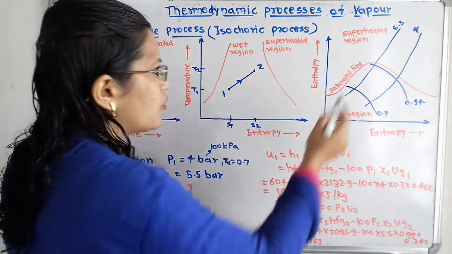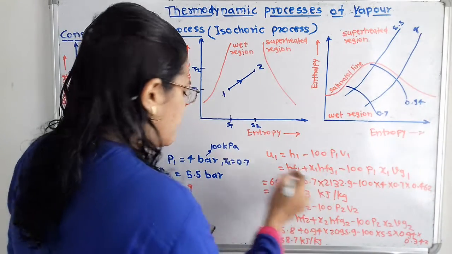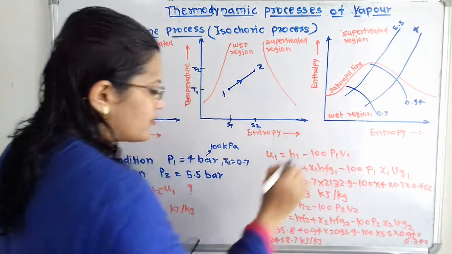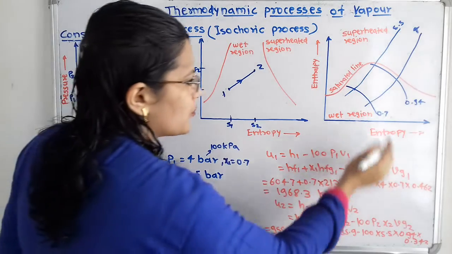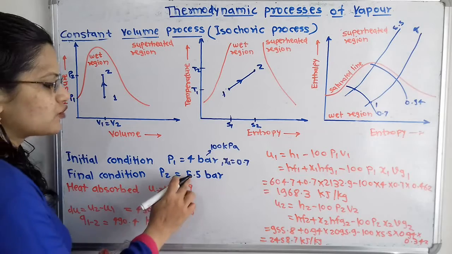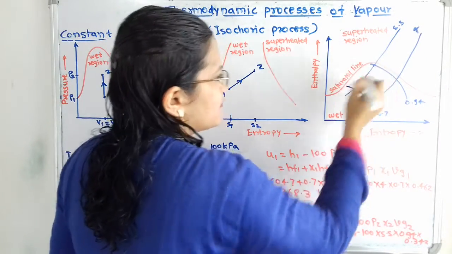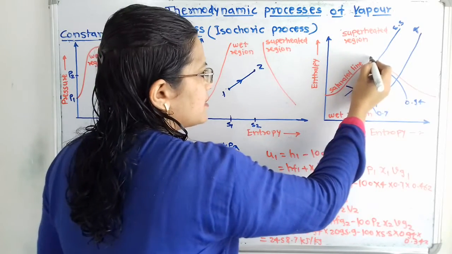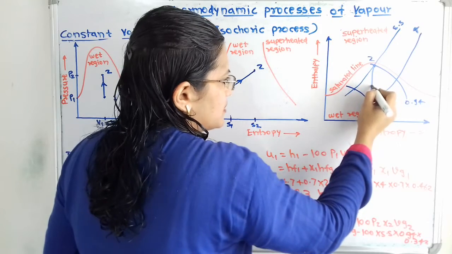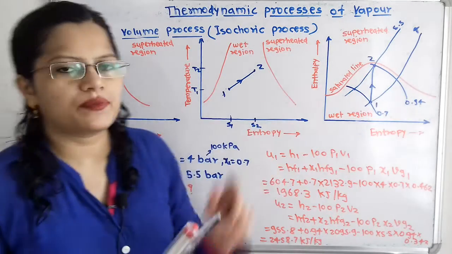Now for the intersections, we will first take 4 bar. The intersection of 4 bar and 0.7 gives point 1. The next intersection, of 5.5 bar and 0.94, gives point 2. We select these points and show this process, which is known as process 1 to 2 in the enthalpy-entropy diagram.